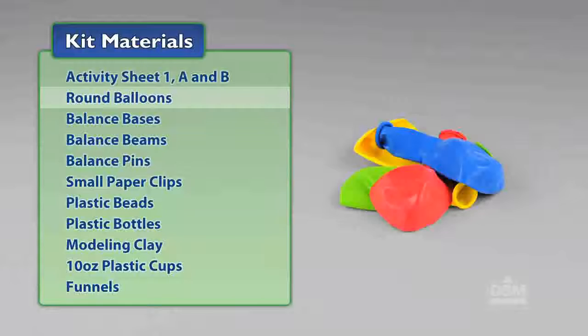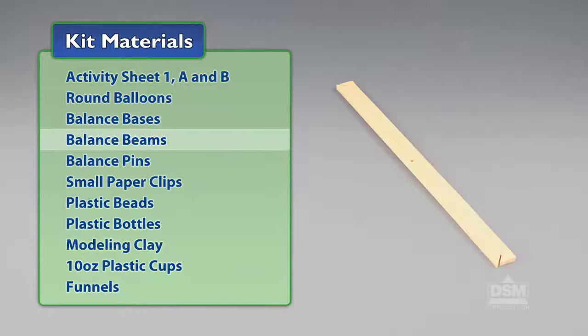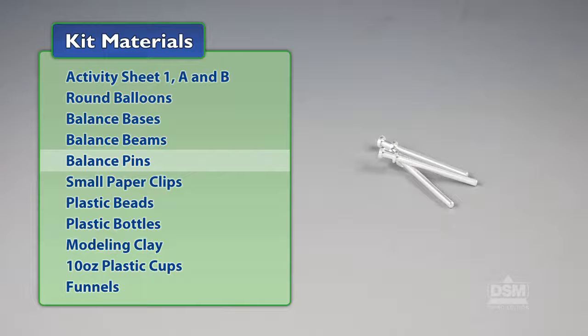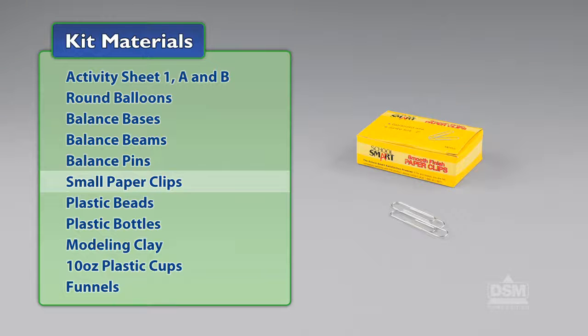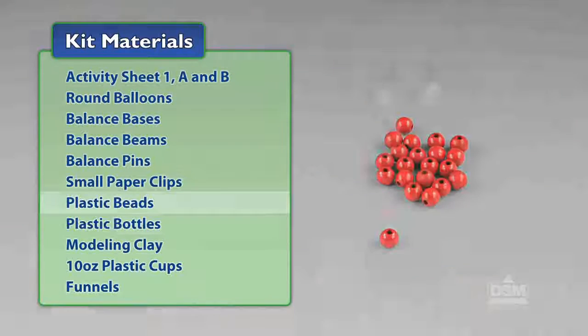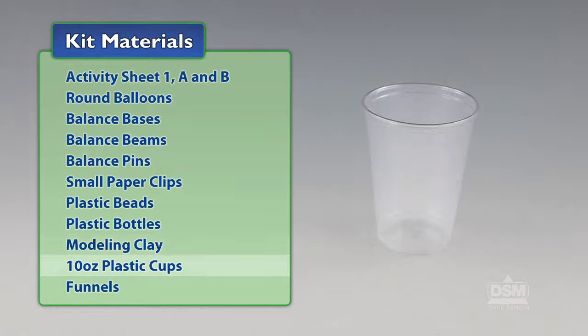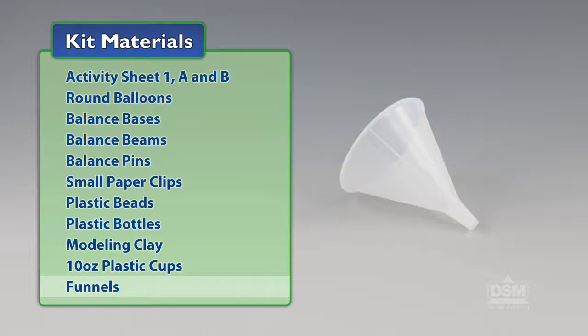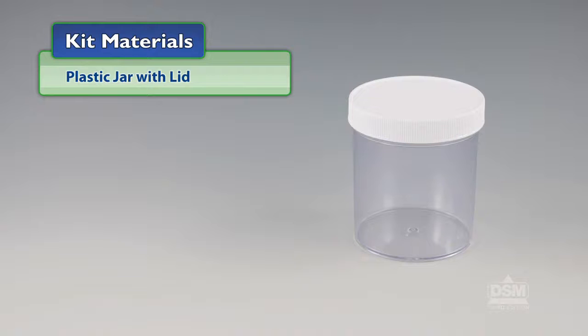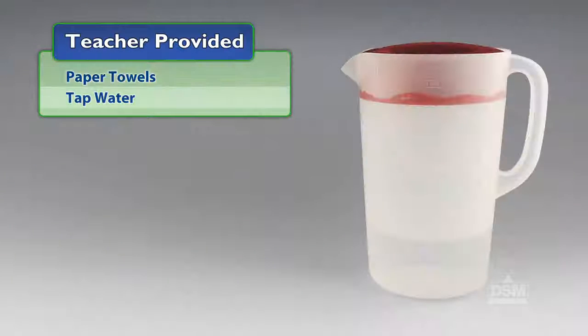You will need the following materials from the kit: Activity Sheet 1, Parts A and B, round balloons, balance bases, balance beams, balance pins, small paper clips, plastic beads, a plastic bottle, modeling clay, a 10-ounce plastic cup, a funnel, and a plastic jar with a lid. You will also need to provide paper towels and tap water.